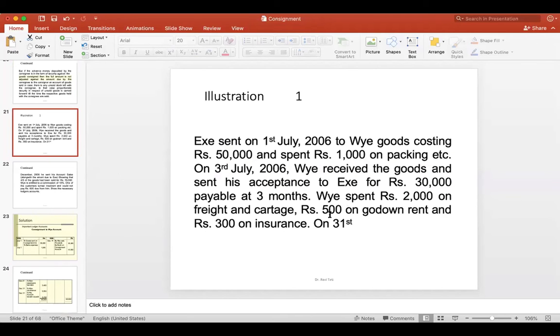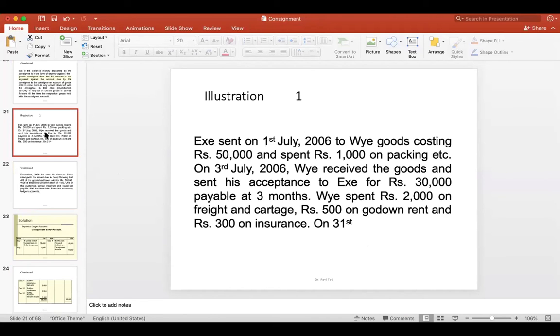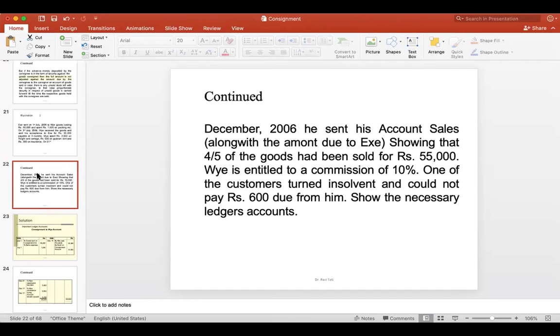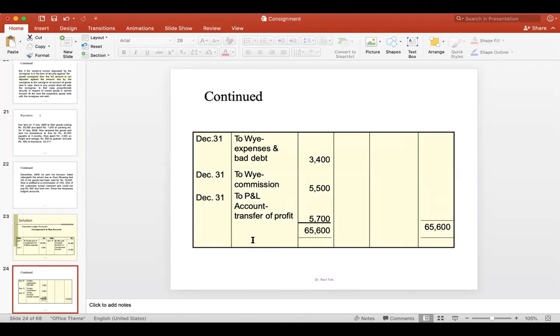So this is the problem, and these are the expenses. Y spent 2,000 plus 500, 2,500, plus 300, 2,800. And in addition to that, there's a bad debt of 600. All put together is 3,400.